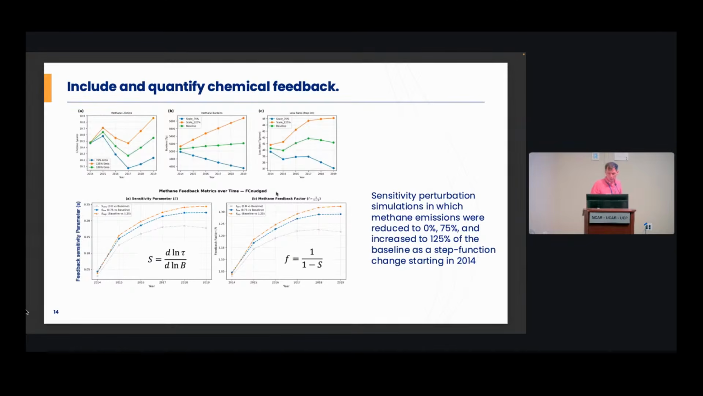They're also looking into the sensitivity parameters, the feedback factor, looking at the sensitivity of the methane lifetime to the methane burden. And so far there are no huge differences compared to the state of the literature. But we can do this sort of perturbation where we have no methane emissions, or 75 or 125% of the baseline emissions, and look at the impact over time.